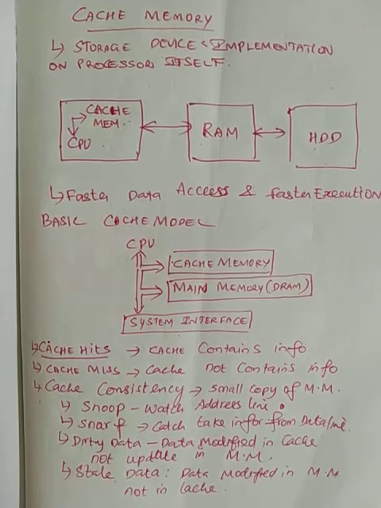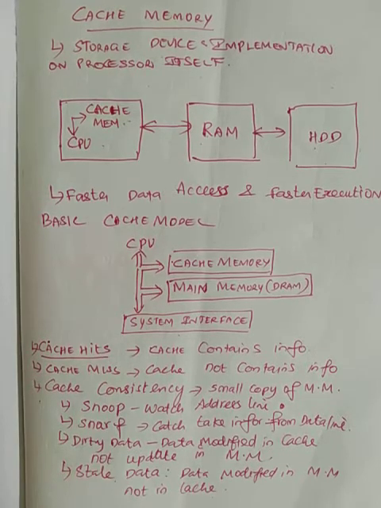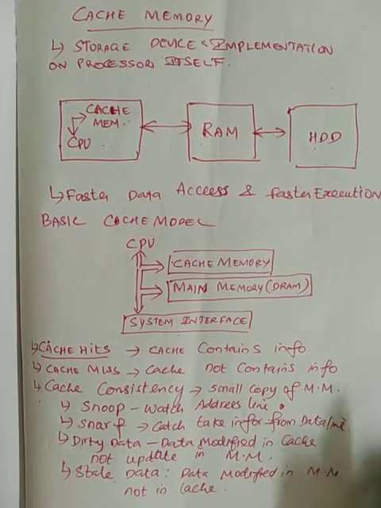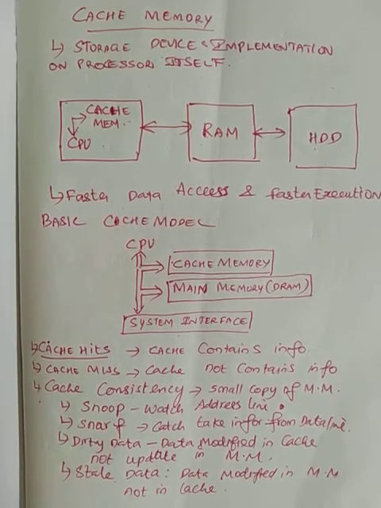Then what is snarf? It is nothing but the cache taking data information from the data line into cache memory. That is bus snarfing. And what is called dirty data in cache memory?